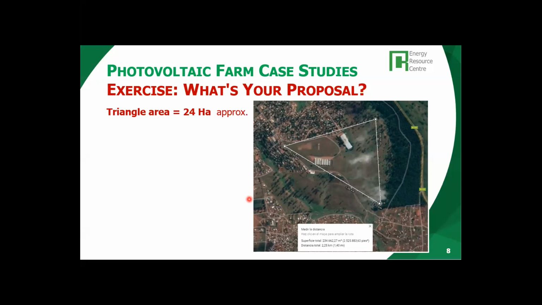24 hectares of land. And now I would like to hear your opinions. Don't be shy. We are colleagues here. What would be your proposal? What kind of system do you think we can put here? What would be the size? Do you have any idea? Anybody has an idea how many kilowatt peak we could put here? What would be the production expected in this triangle? 24 hectares in Gurue. Anybody, please?